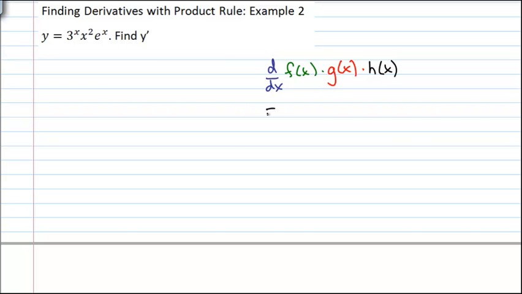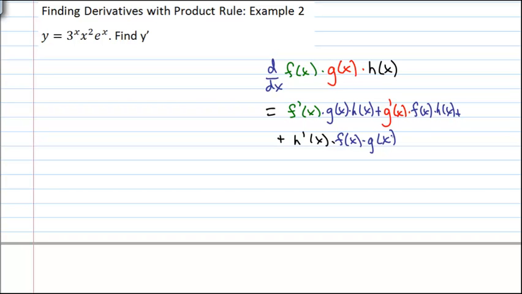And what this comes out as will be f prime of x multiplied by the other two plus g prime of x multiplied by the other two plus h prime of x multiplied by the other two. So really what we're doing is we're taking the derivative of each one separately and then we're multiplying it by what's left. So we need to find out what all of these terms are.